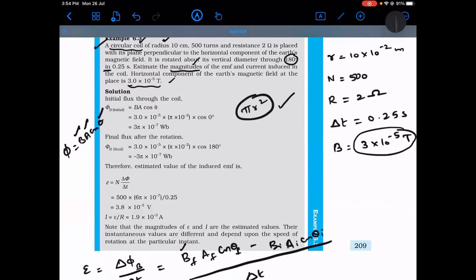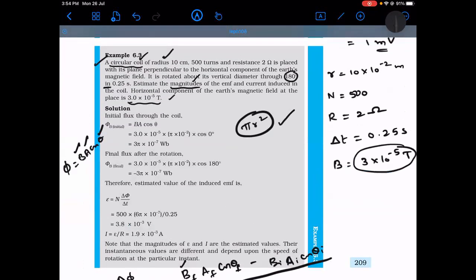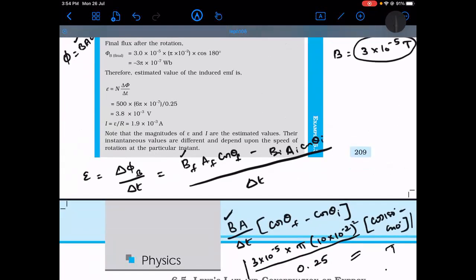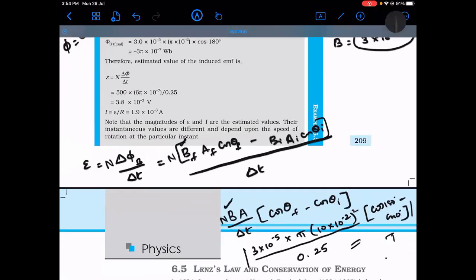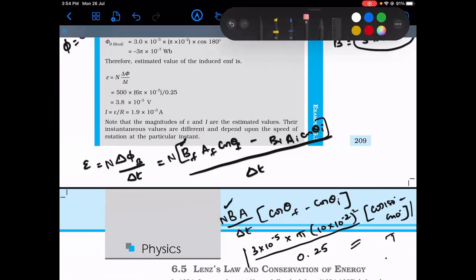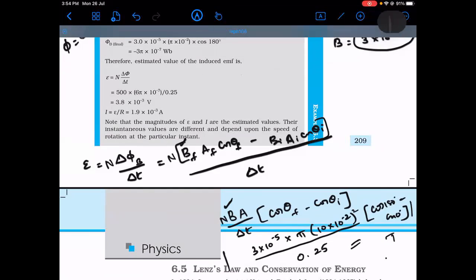Sorry guys, one more thing to be added. I missed the number of turns. So I can write it as n times 5b. So here also it will be n and we need to multiply with 500. Guys, is everyone clear or you want me to clarify any of the steps? Everything is clear?